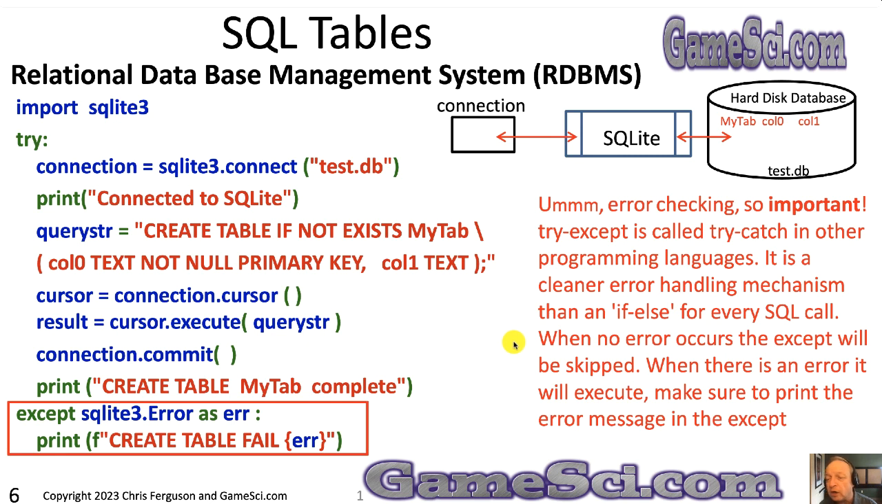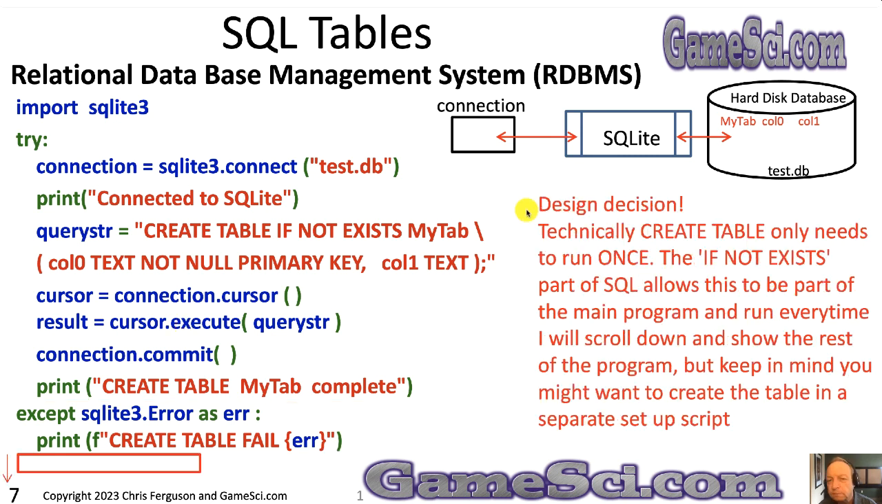When no error occurs, the except will be skipped. When there is an error, it will execute. Make sure to print the error message in the except. The alternative to try except is to put an if statement after all of these SQL commands, after connect, after cursor, after execute. Try except is a much cleaner way to code and still check for errors than writing if statements after every SQL command.